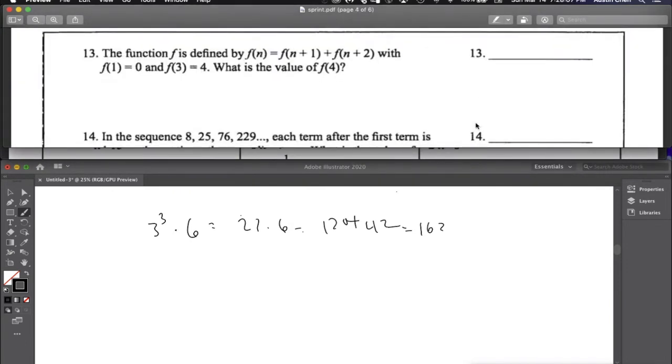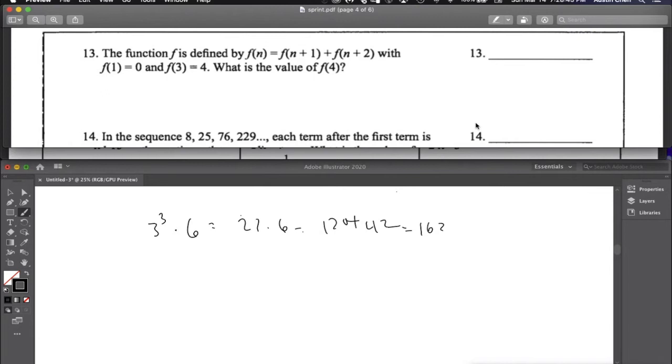Okay. 13. The function f is defined by f of n equals f of n plus 1 plus f of n plus 2, with f of 1 equals 0, f of 3 equals 4. What is the value of f of 4? Okay, so this is kind of just like the opposite of Fibonacci. You can find the value of f of 2. You know f of 1 is 0, f of 3 is 4. So f of 2 would have to be negative 4. So that -4 plus 4 is 0.